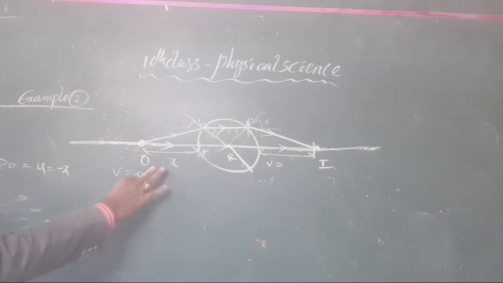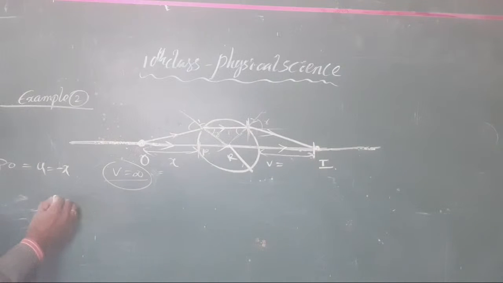Here v is equal to infinity. Why? Because our refracted ray after the first surface is parallel to the optical axis. It is parallel to the optical axis after the refraction from the first surface. That's why v is taken as infinity here. Okay, got it or not, all the students?